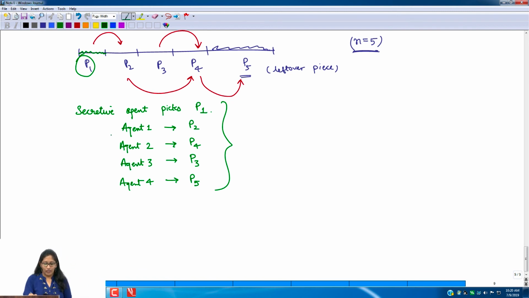For every agent: for the secretive agent it anyway is, because he chose to pick first. For the remaining agents, since I always am allocating an agent either piece Pi or his backup piece P sigma I, I am sure that they all do achieve proportionality.